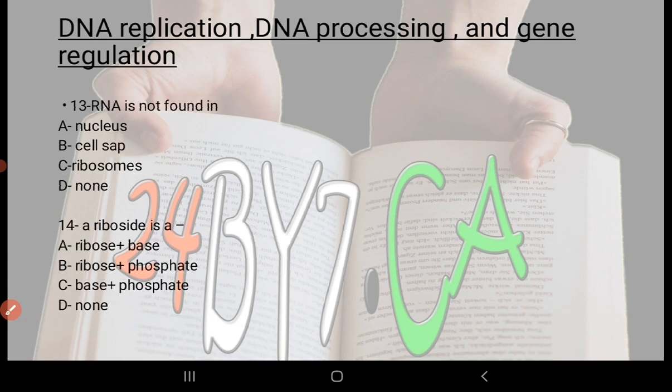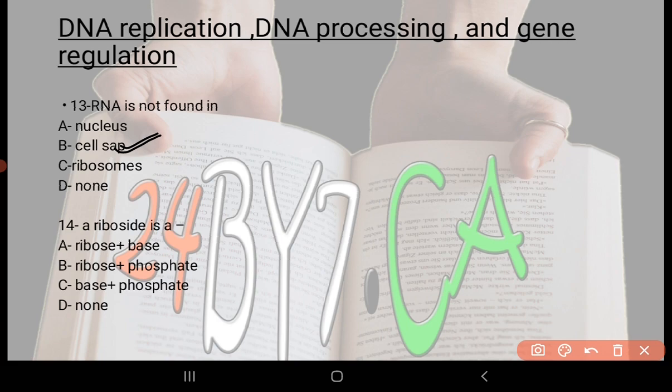RNA is not found in option A. nucleus, option B. cell sap, option C. ribosomes, or option D. none. So the right answer is option B, cell sap. RNA is not found in cell sap.